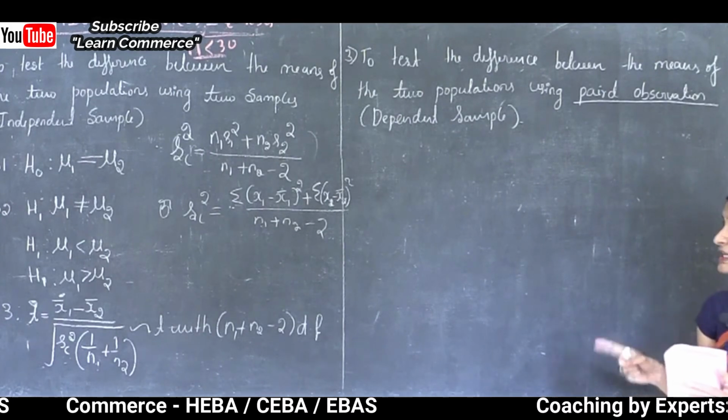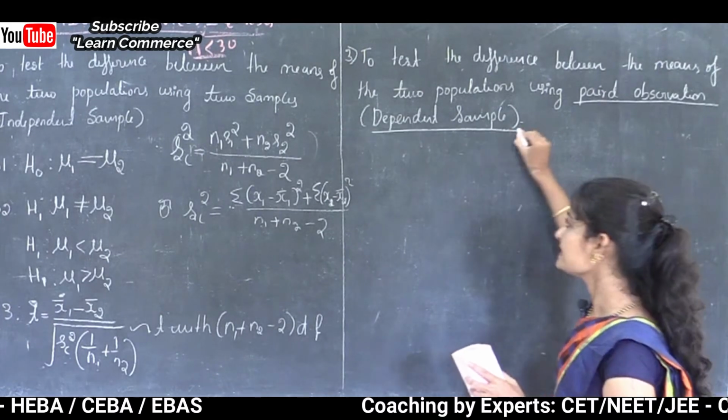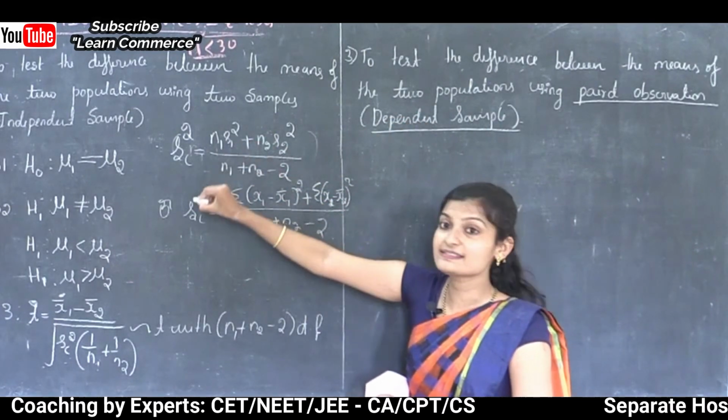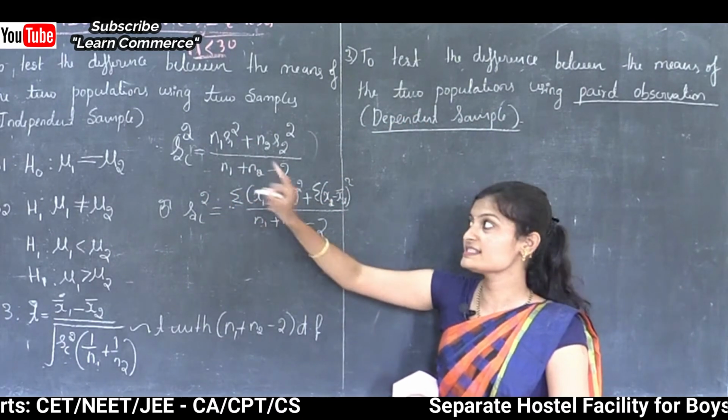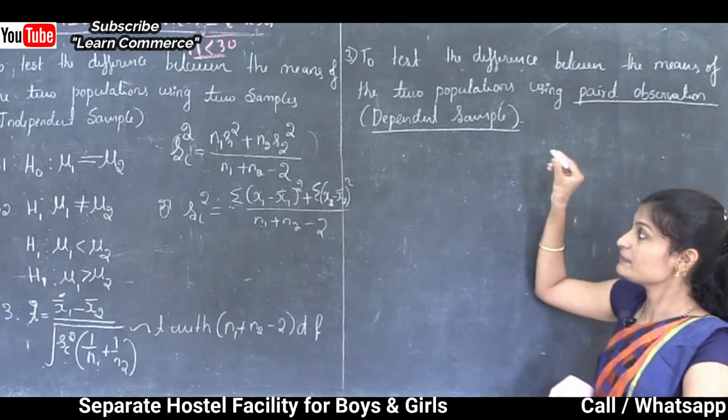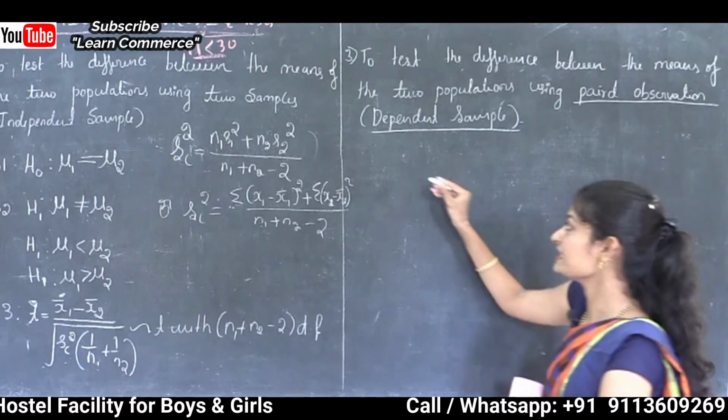Sample sizes are equal, so this is dependent sample. In the second application of t-test, sample sizes are not equal, so this is independent sample. Here sample sizes are equal, so this is dependent sample. Then what are the test procedures?